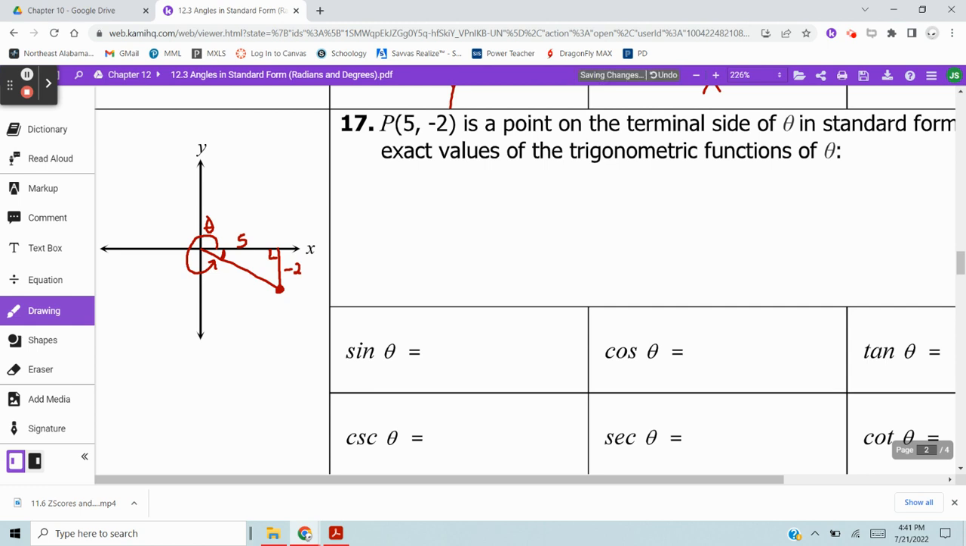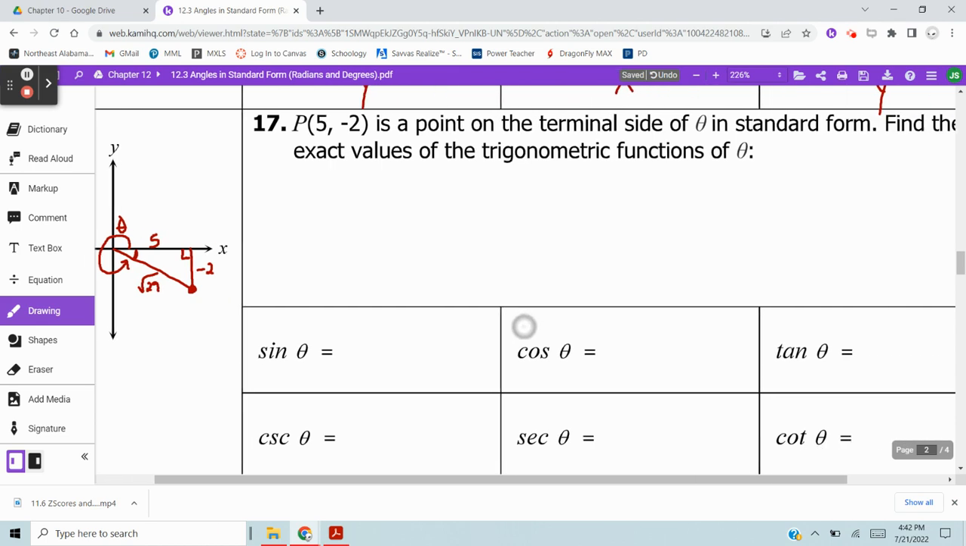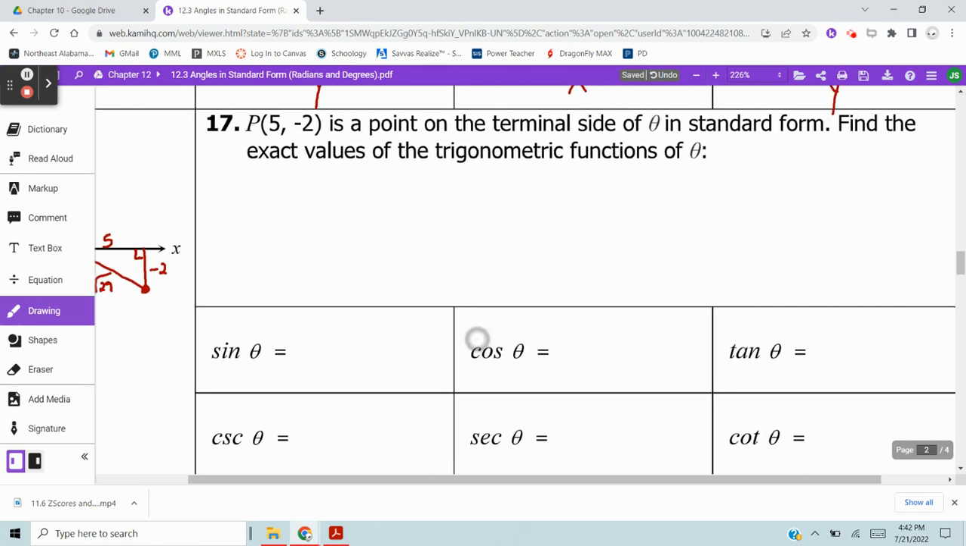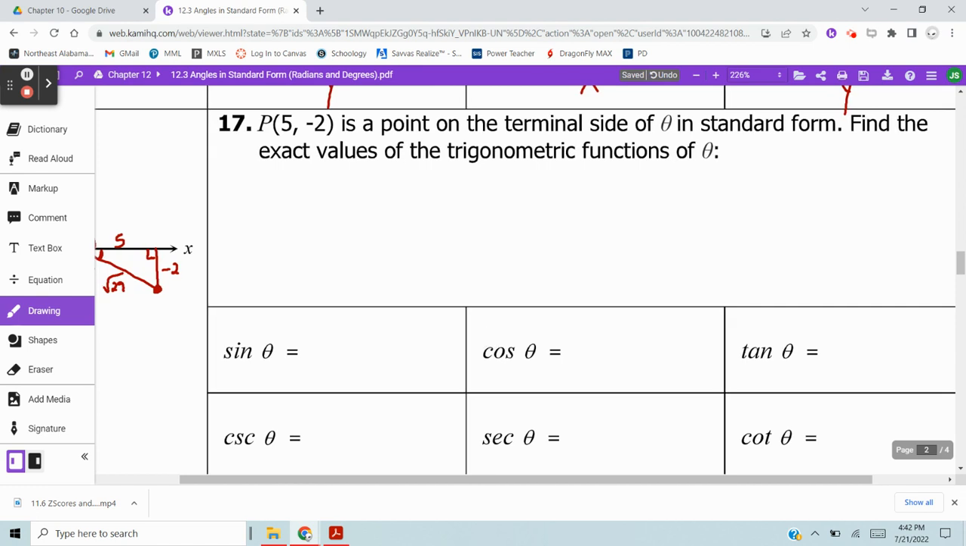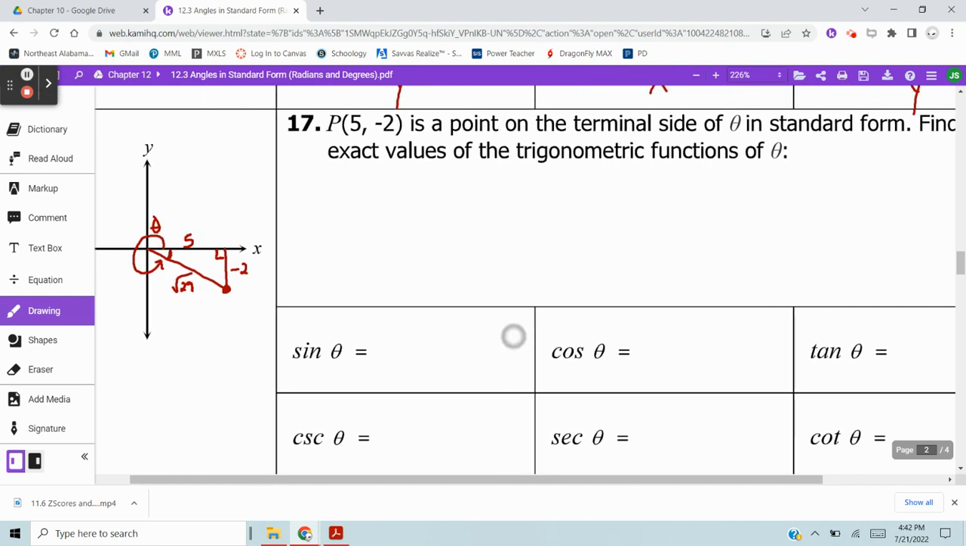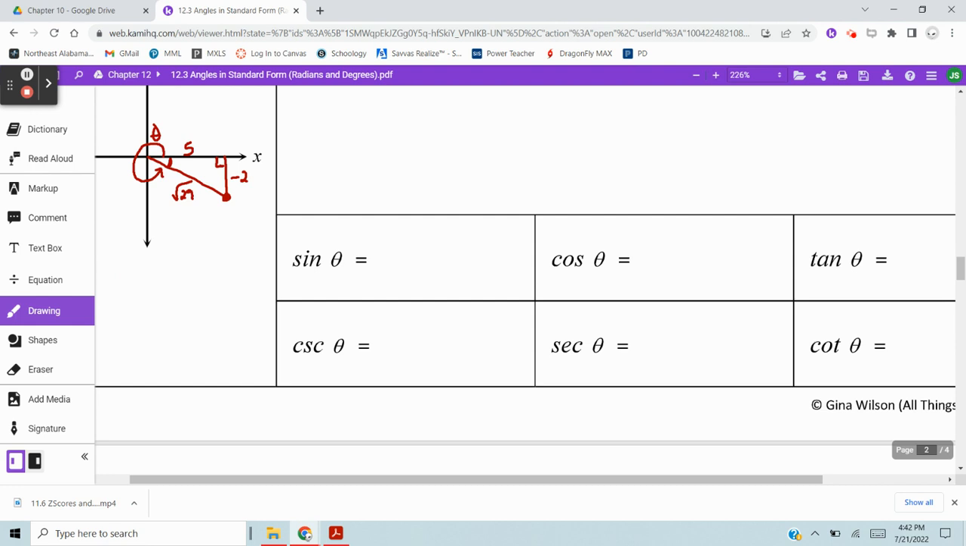So if 5, negative 2 is a point, so this is 5, this is negative 2. We can actually do the Pythagorean theorem, a squared plus b squared equals c squared, and we get the square root of 29 will be our hypotenuse. And we can just find the exact values of the trig functions of theta. So let's do that. The sine will be opposite over hypotenuse, which would be negative 2 over root 29, which we always rationalize. Let's multiply the top by root 29, multiply the bottom by root 29, and that's what we get.